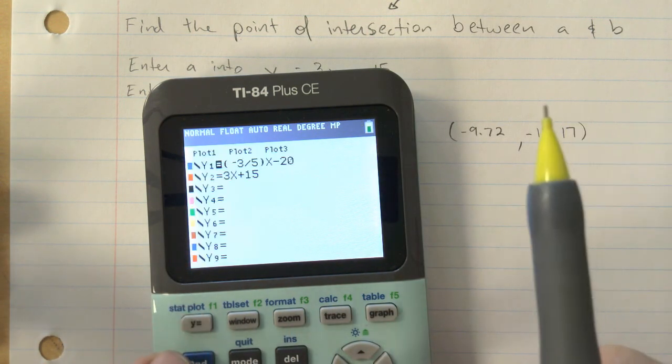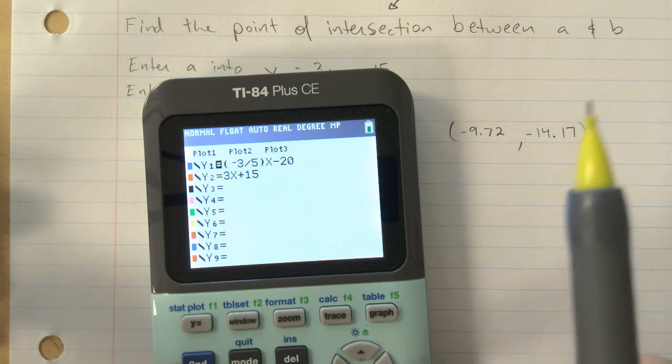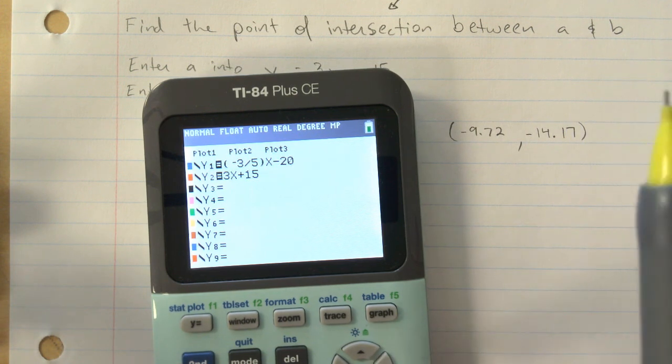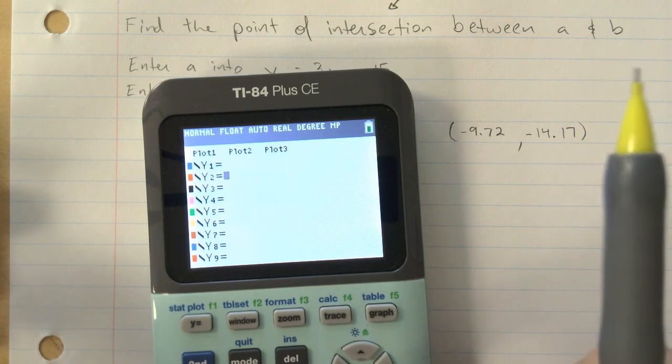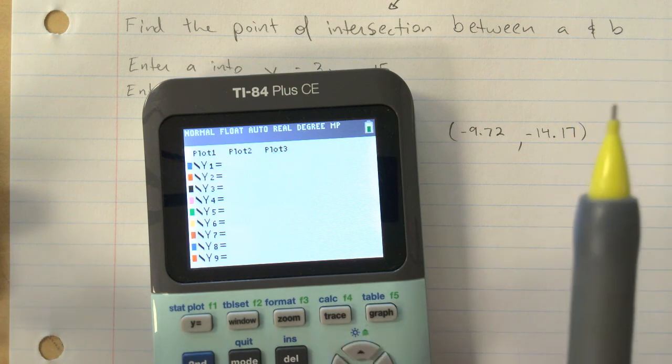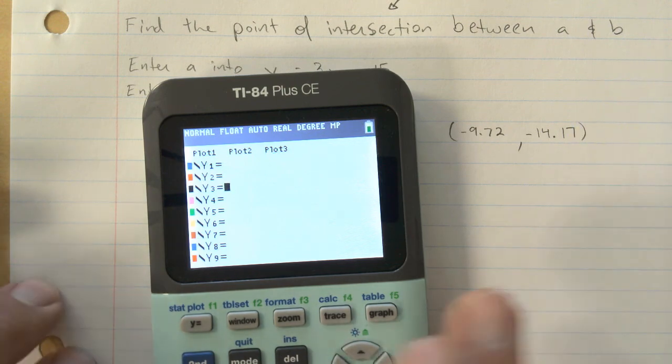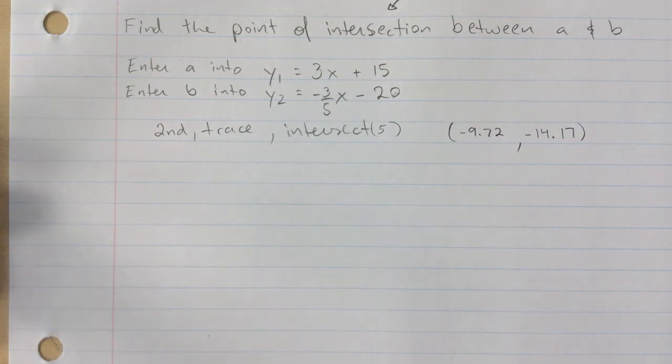So I'm going to clear everything now. Any questions before I move on? No questions? Okay. Let's do that worksheet.